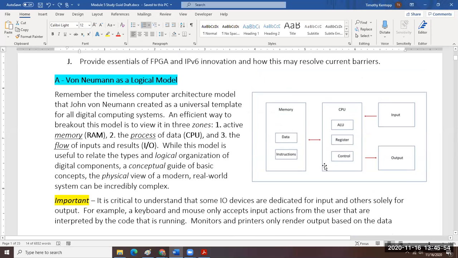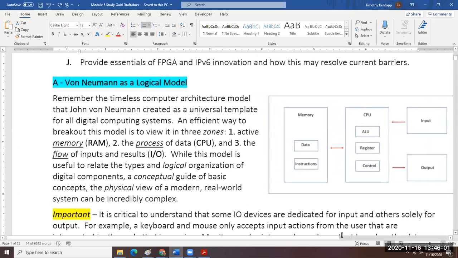So can everyone see the screen? Yes. Yep. Okay.